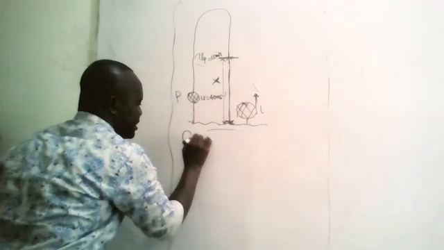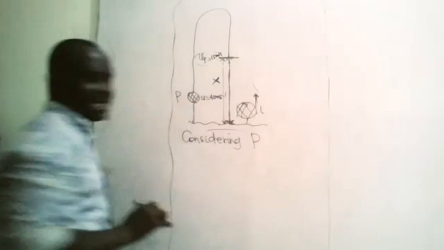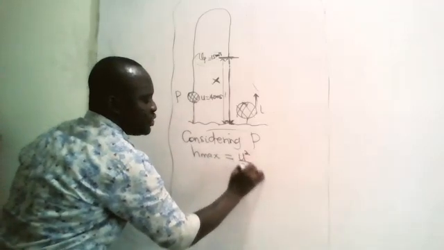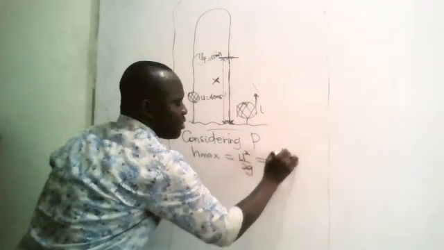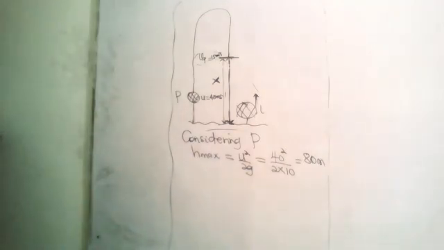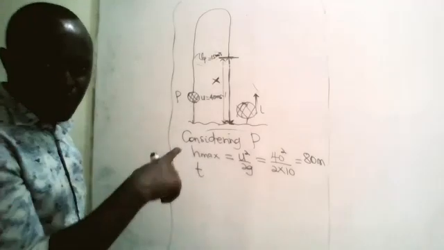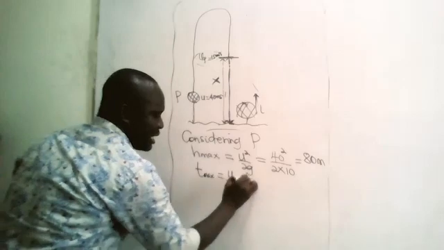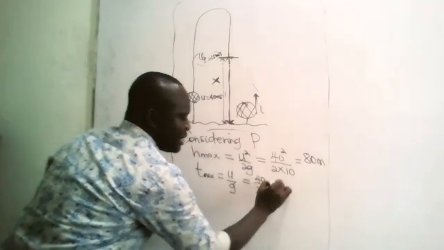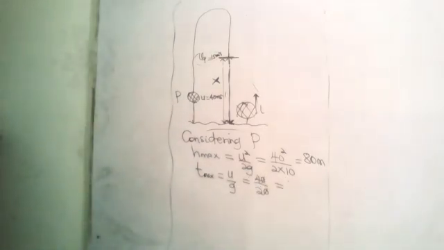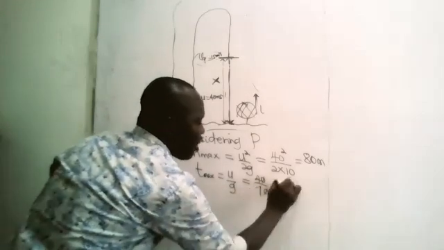So considering particle P, the maximum height that can be reached by it is equal to U squared over 2g. So this is equal to 40 squared over 2 times 10, and that will give us 80 meters. Are we fine? Yes, please. Then let's also calculate the time taken by P to reach the maximum height, the highest point. So T max is equal to U over g. And this will give us 40 divided by 10, which is equal to 4 seconds.